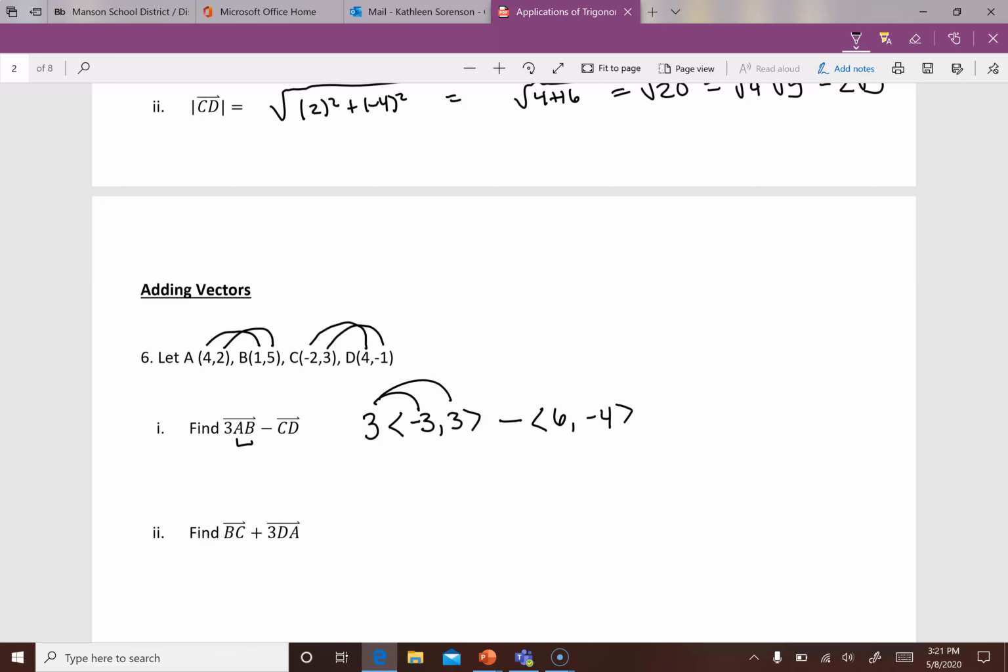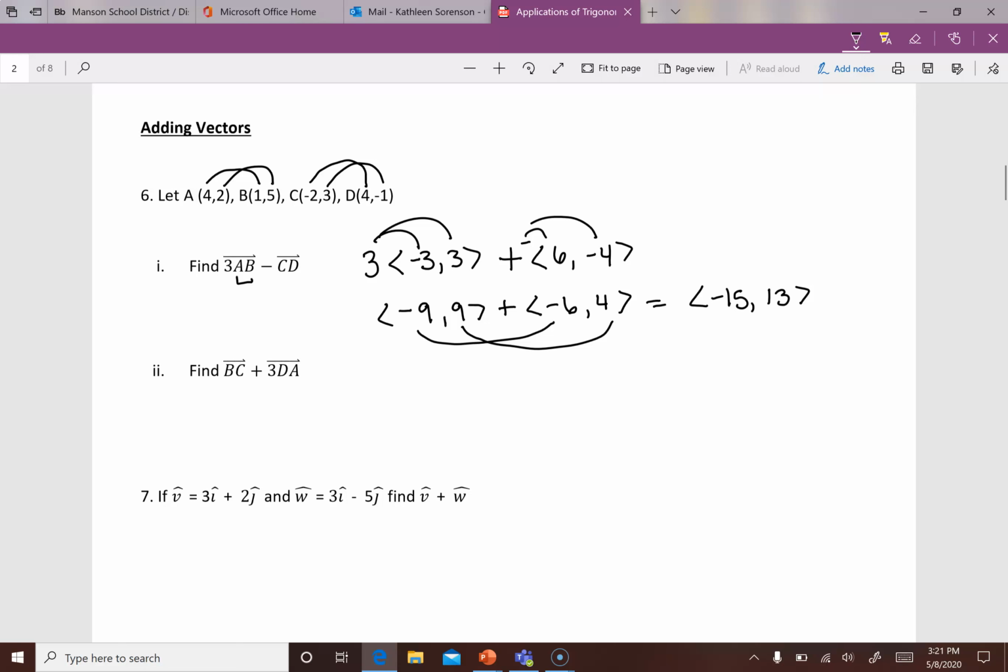Now let's go ahead and distribute that in. That's going to give us a -9 and a 9. And then if I'm going to distribute this negative in, you can think of it as plus a minus and then transfer that negative in. So that would be plus -6 plus 4, or a positive 4, if you will. Okay, and now to add our coordinates, we're just going to do -9 plus -6, which is a -15. And then 9 plus a 4, which is a 13. And that's our final answer for that one.